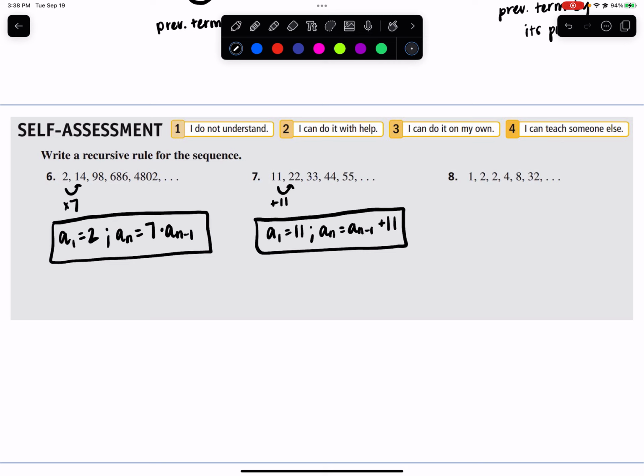And what it looks like I'm doing is taking my two previous terms times each other. So 1 times 2 is 2, 2 times 2 is 4, 2 times 4 is 8, and then 4 times 8 is 32. So a sub 1 is 1, always start with your first term. And then a sub n, we're taking our previous two terms, a sub n minus 1, and multiplying it by the term before that, a sub n minus 2.